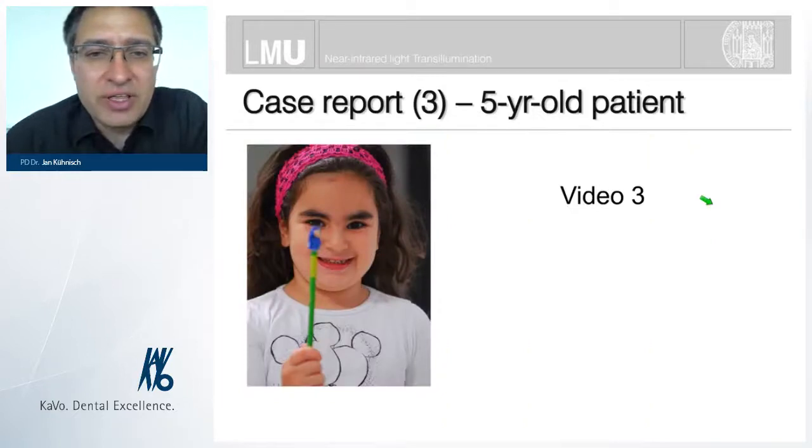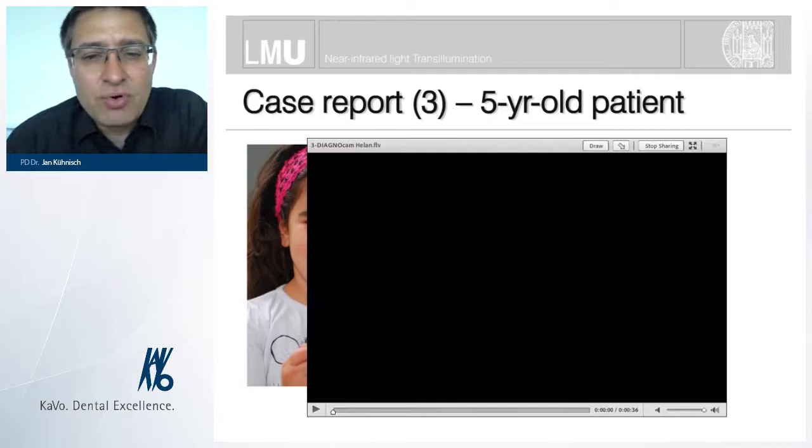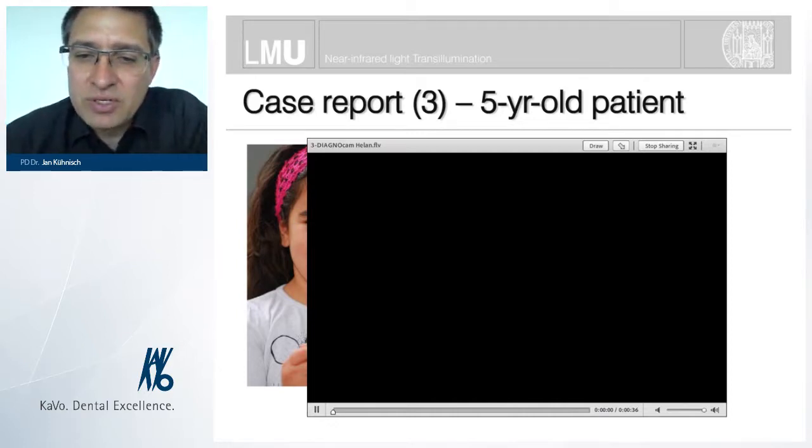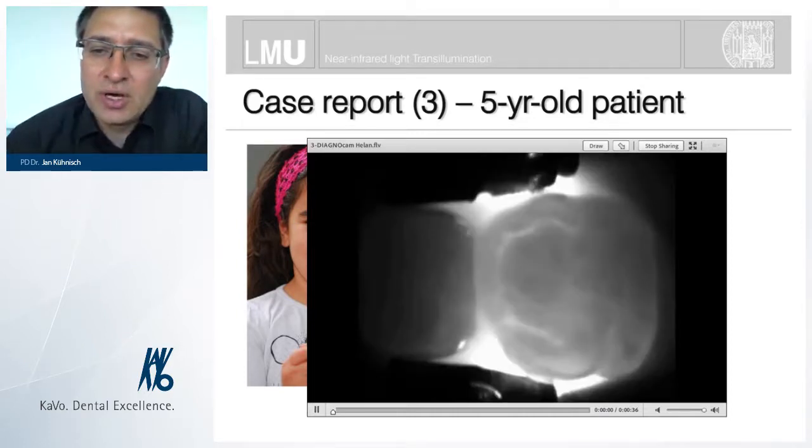Okay, another case for screening where it was impossible to perform an X-ray or a bite-wing radiograph, and for me it's important to see if there are any further problems in these children, and for that reason the DiagnoCam is a good opportunity to use.